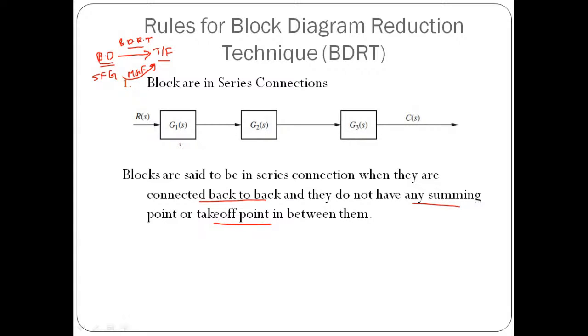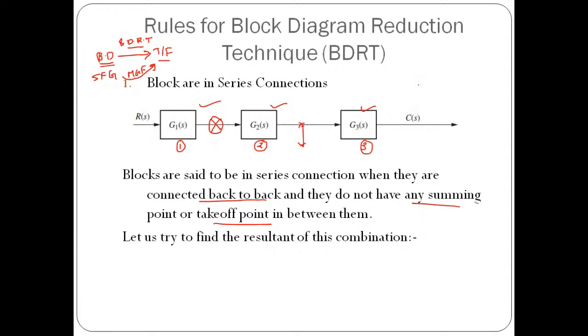See, here we have three blocks: block number 1, block number 2, and block number 3. All the three blocks are connected back to back and they do not have either a summing point or a takeoff point in between them. That's why we can say that G1 of S, G2 of S, and G3 of S are connected in series configuration.